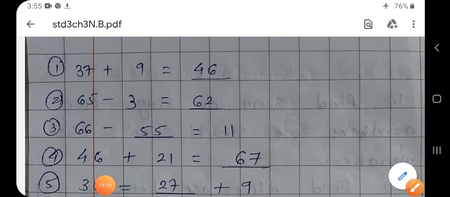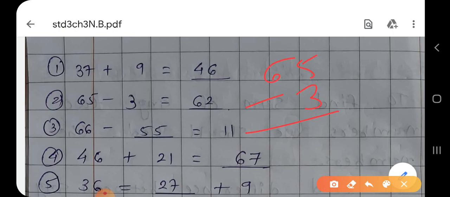Then the second number, 65 minus 3. So 5 minus 3: 1, 2, 3, 4 and 5, minus 3, 1, 2 and 3. So it is 2. So 5 minus 3 is 2. Then 6 as it is. So 65 minus 3 is equal to 62. So the answer of the second is 62.